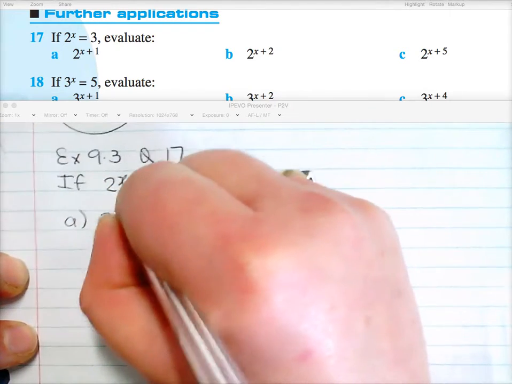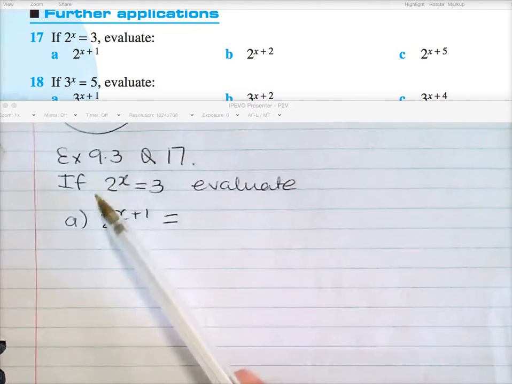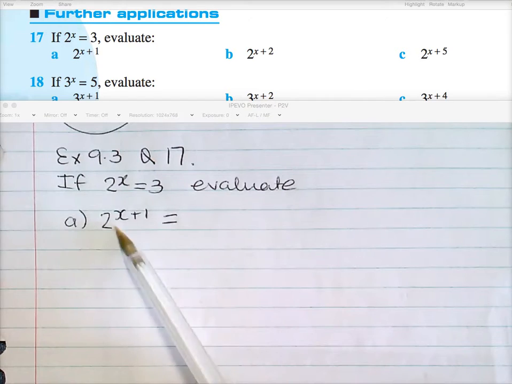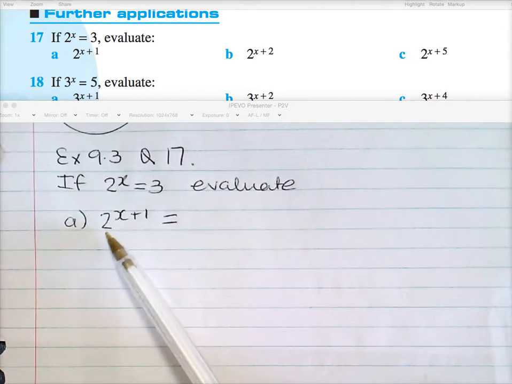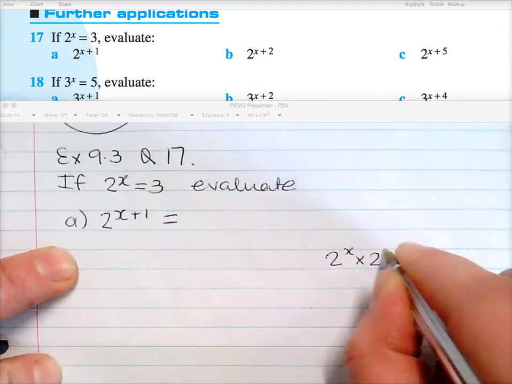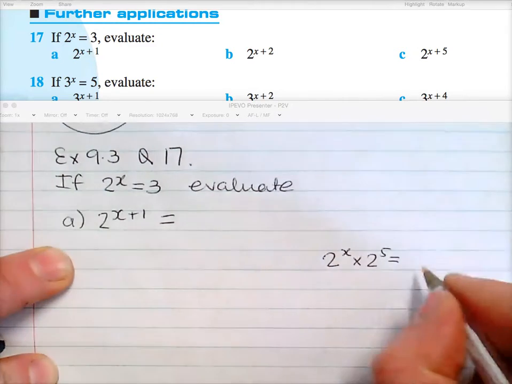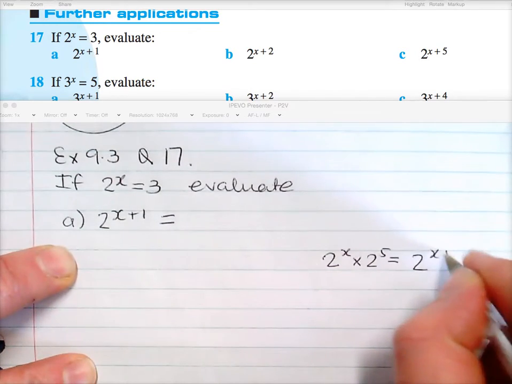A, 2 to the power of x plus 1. All right, girls. If 2 to the power of x equals 3, evaluate the following: 2 to the power of x plus 1. When you look at this, it seems that two indices were added. So if I've got 2 to the power of x times 2 to the power of 5, for example, how do I simplify that? 2 to the power of x plus 5.